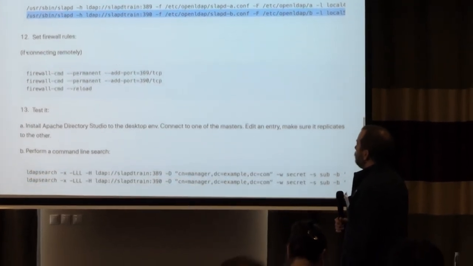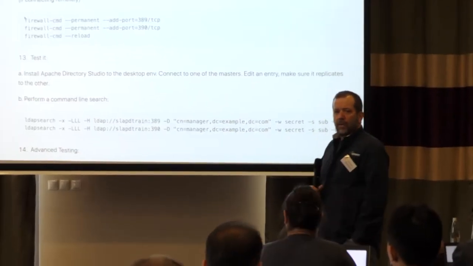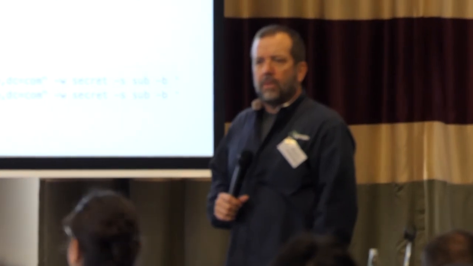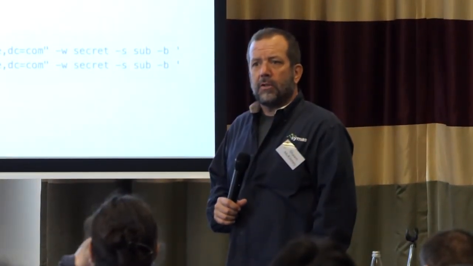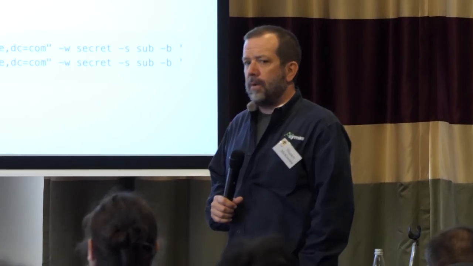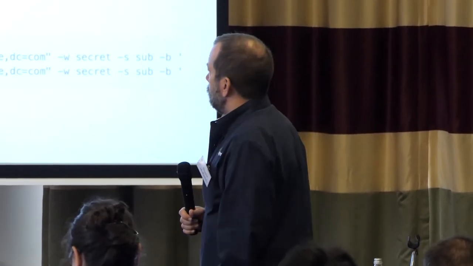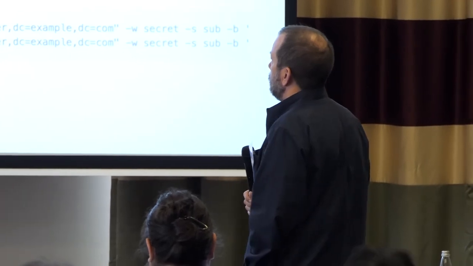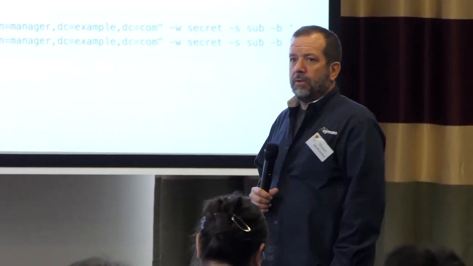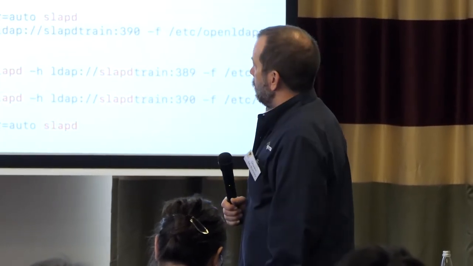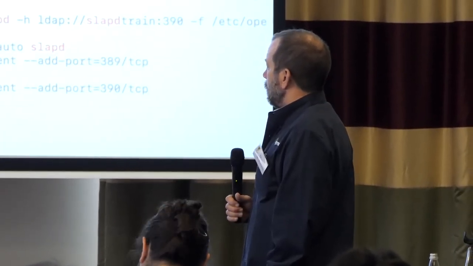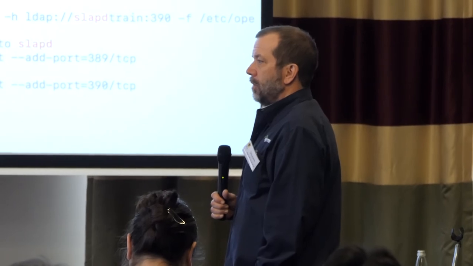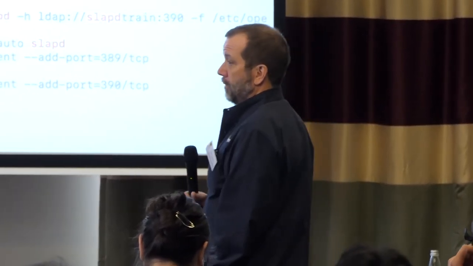Okay, so step 12 would be if you want to connect remotely. Maybe at the end we'll do that, and fire up something like Apache Directory Studio. If you wanted to search from your machine to that one, you have to open up the firewall. So I'll just go ahead and do those, to open up 389 and 390. That may or may not be something you do in your environments.